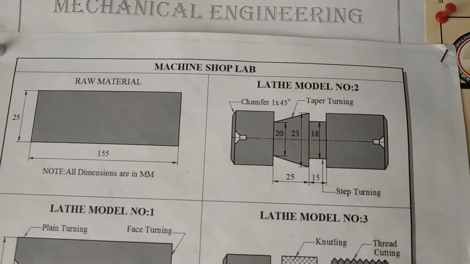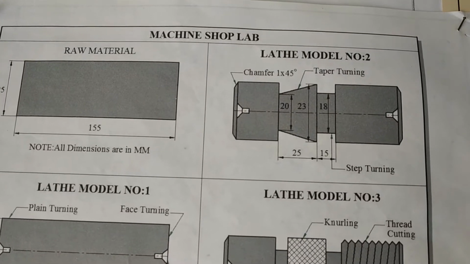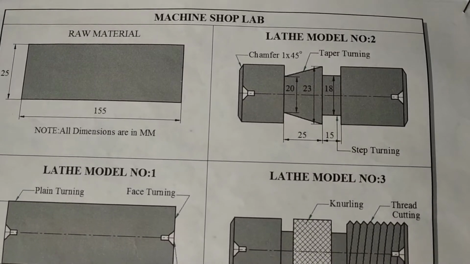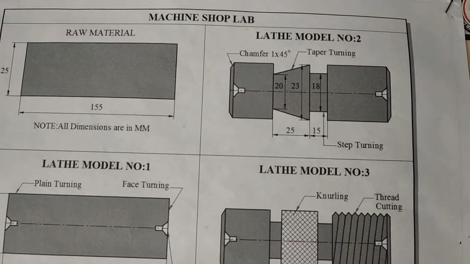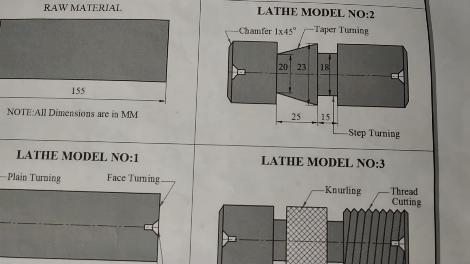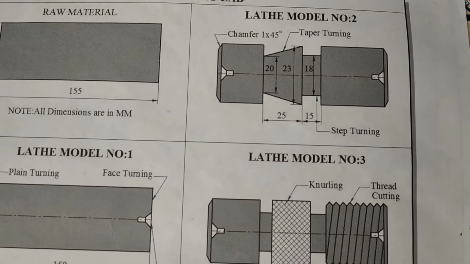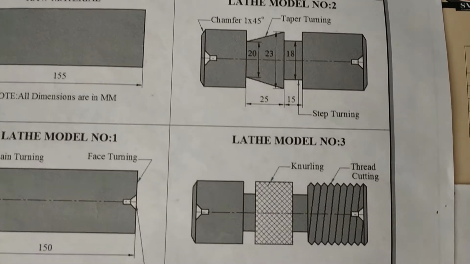In model number 2, taper turning operation is being done, where the larger diameter is 23 mm and the smaller diameter is 20 mm. This is done using the equation alpha equals to tan inverse of capital D minus small d divided by 2L. Also step turning operation is being done in model number 2.